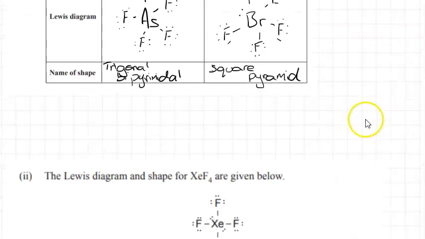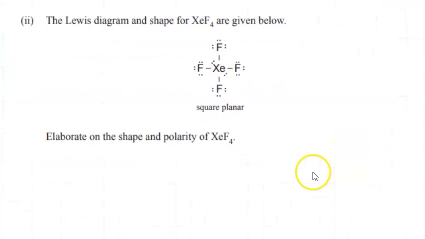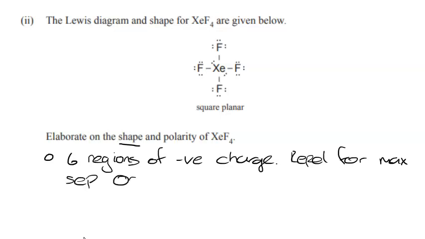Okay, next question. So Lewis diagram and shape for XeF4 are given below. Elaborate on the shape and polarity. So to answer these questions, there's a couple of differences to what we would have done last year. So we're talking about the shape first, so we'd say the number of regions of negative charge. There's 6 regions of negative charge. They repel for max separation into an octahedral shape.